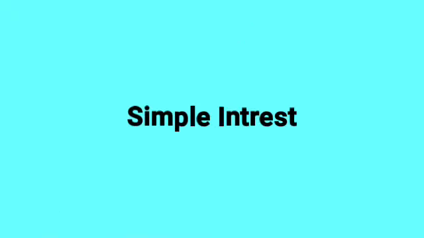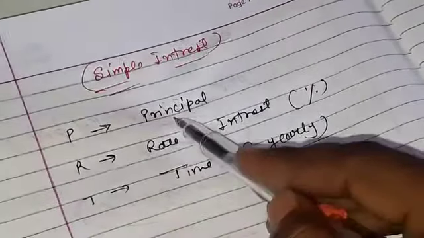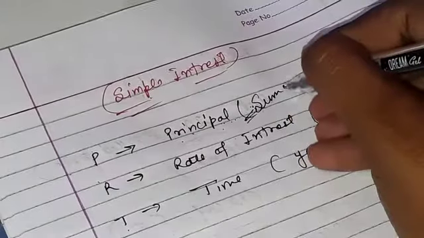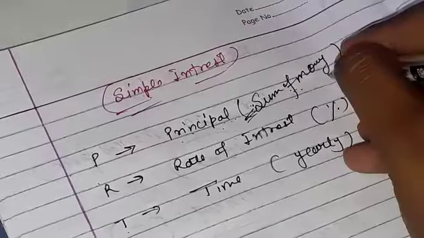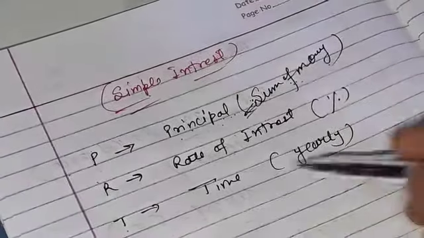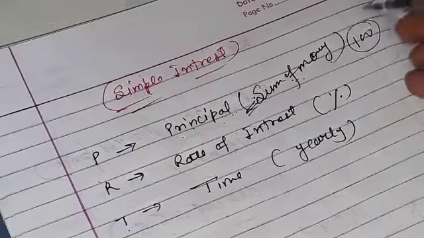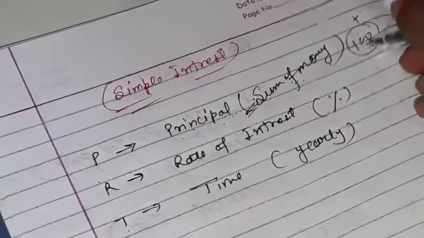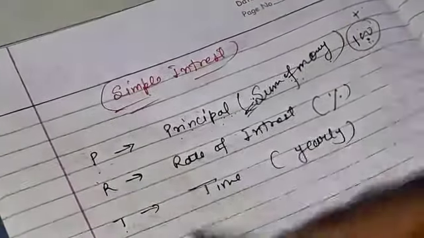Class, simple interest. In this simple interest class, first you understand some basic terms. P indicates principal. What is principal, class? The sum of money on which you will get simple interest. Like if you put 100 rupees in a bank, then the bank gives you interest on this amount or this sum. So this sum is normally known as principal.